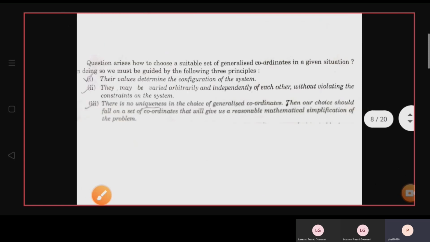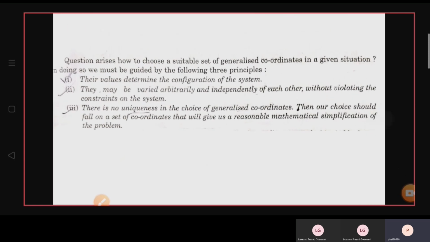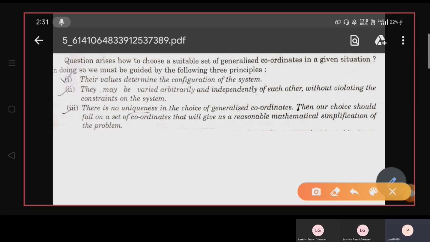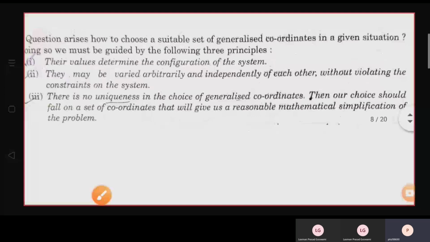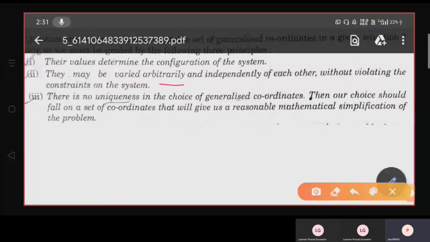cylinder. Now we understand how to choose generalized coordinates, because one of our friends has asked me how to choose the generalized coordinates. How to choose, there are 3 principles to follow. First, the values determine the configuration of the system. The next one is they may be varied arbitrarily and independently of each other without violating the constraints of the system.